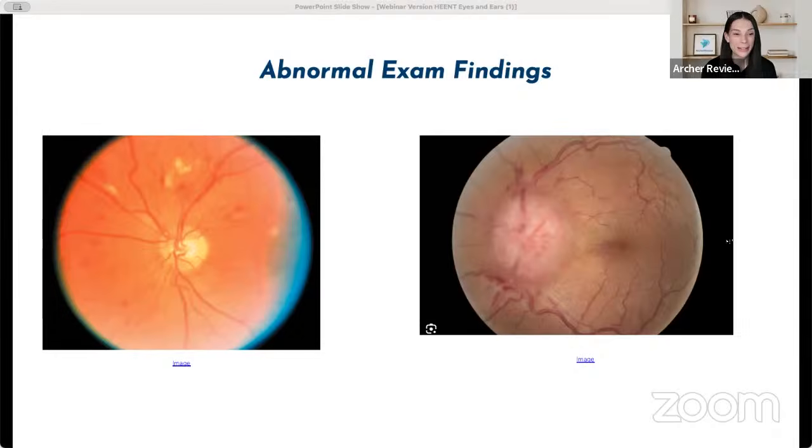Now, what about this next picture? This one is super serious, and this is something I said we absolutely do not want to see on our exam ever. You see this big swollen spot here. What is this called, and what might be going on here? This is much more serious than cotton wool spots. This is something you hope you do not see.